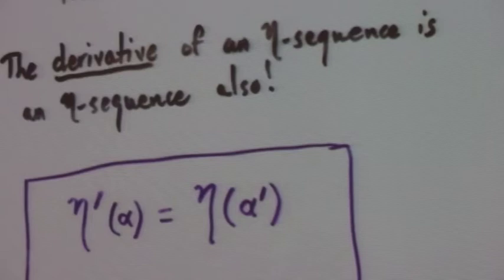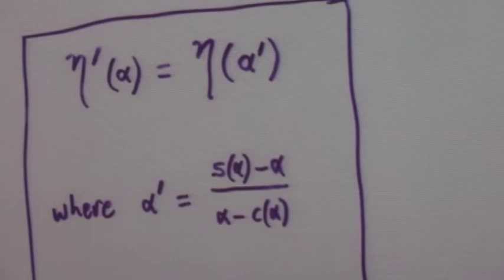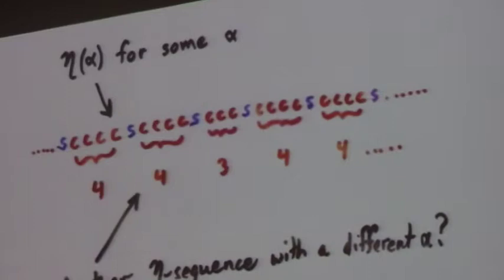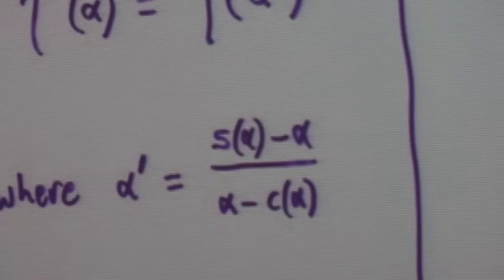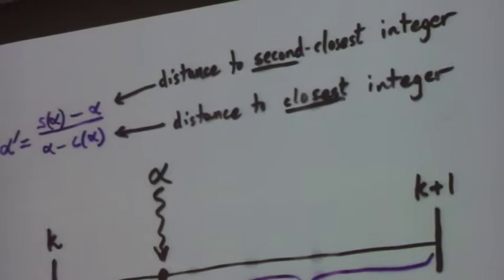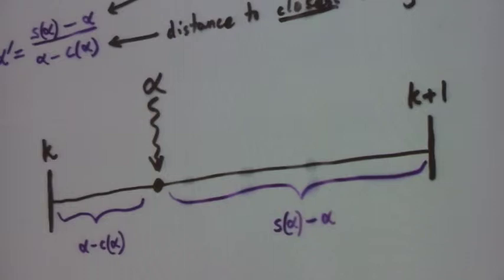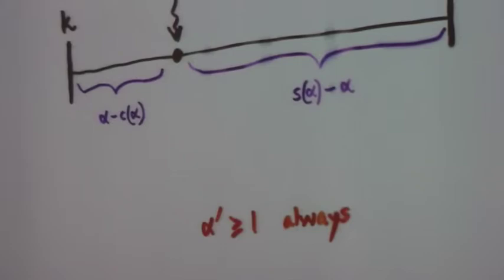The top one is an eta sequence belonging to some unknown thing, and the second one is also an eta sequence. So the derivative of an eta sequence belonging to alpha is the eta sequence belonging to alpha prime, where alpha prime is derived from alpha by this simple formula: the sep minus alpha, over alpha minus the caon. Basically, here are the two integers flanking alpha, and you take the distance to each of its integer neighbors, and you take that ratio, and it's always at least 1. And if alpha is irrational, it's always greater than 1.